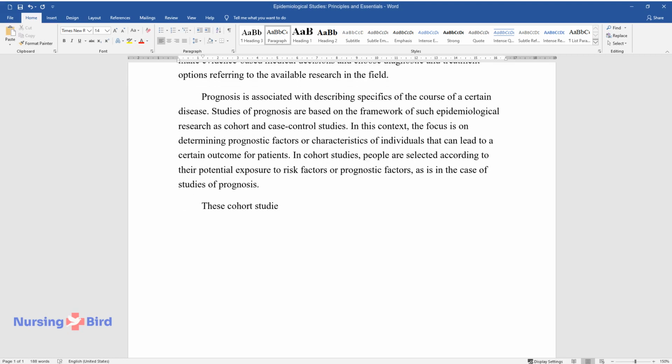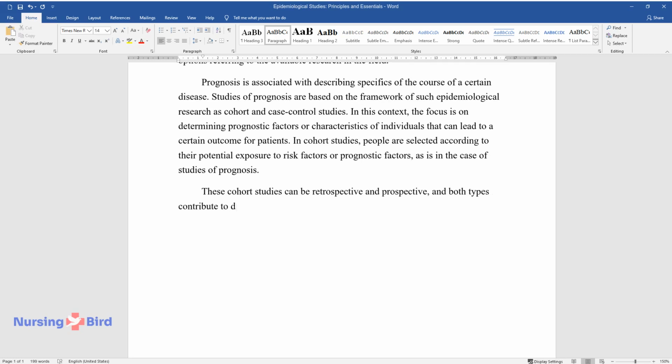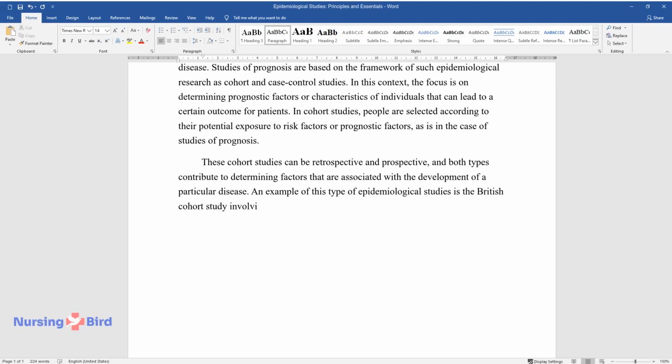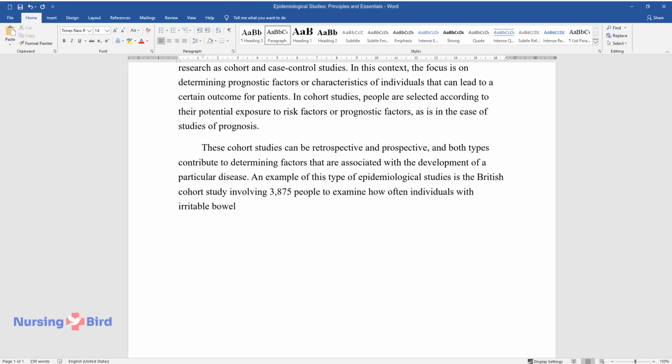These cohort studies can be retrospective and prospective, and both types contribute to determining factors that are associated with the development of a particular disease. An example of this type of epidemiological study is the British cohort study involving 3,875 people to examine how often individuals with irritable bowel syndrome visit physicians.